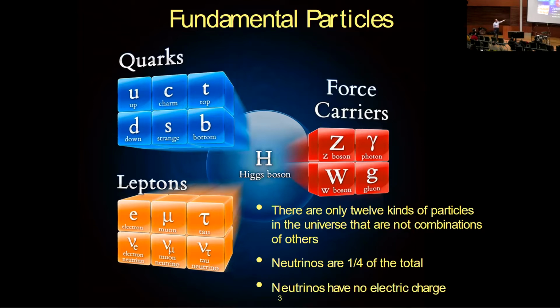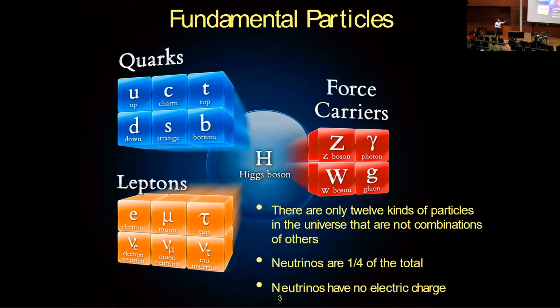Now the other 3 leptons are the neutrinos, and that's what we're going to talk about for the next few minutes. And these neutrinos, they're always paired with one of the charged leptons. So you have an electron neutrino, a muon neutrino, and a tau neutrino. And if you do the math quickly, what you'll notice is that neutrinos are a quarter of the total fundamental particles, the quarks and the leptons. And so that by itself makes neutrinos interesting to study, because they're 25% of the particles that aren't made up of anything else in the universe.